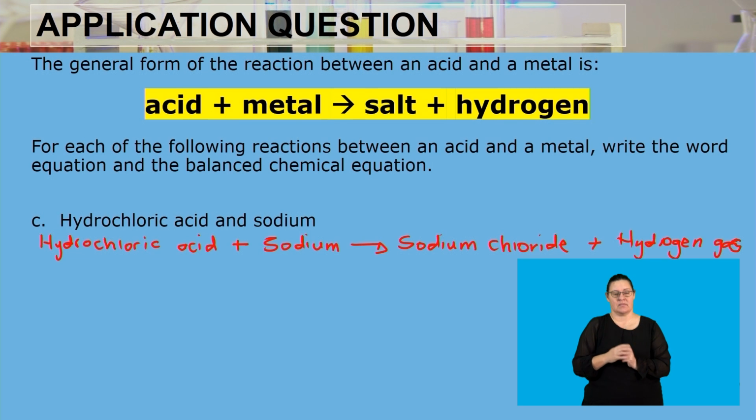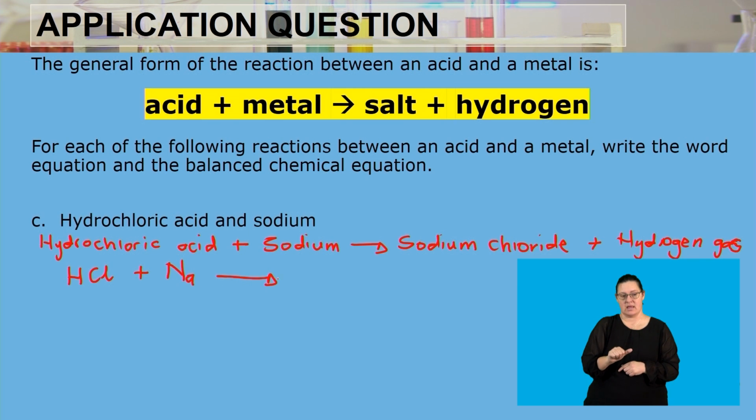Then the balanced chemical equation for this: we know hydrochloric acid is HCl, reacting with sodium, which is Na. The product is sodium chloride, so that's going to be the Na, which is the metal part, and the chlorine part after the H has been donated, so it's going to be NaCl plus H2.